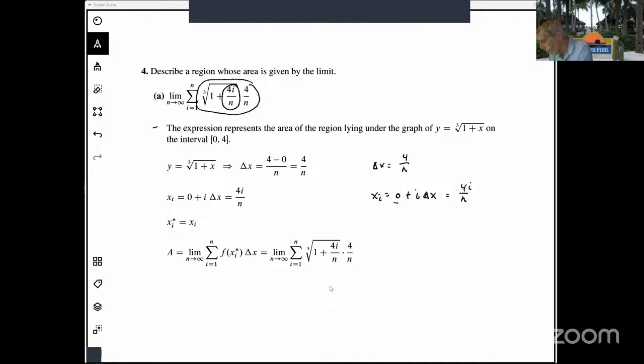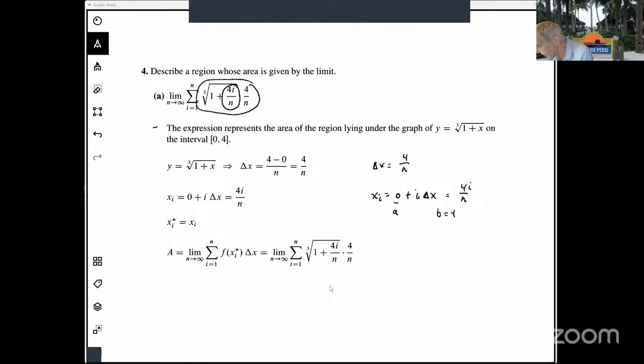So I identify what delta x is, and I somehow try to find an expression for x sub i, identify what a and b might be. This is going to be a. And what's b here? Well, what happens to this expression as i goes from 1 to n? Well, let's see, it goes all the way up to 4. So that means that b has got to be equal to 4.